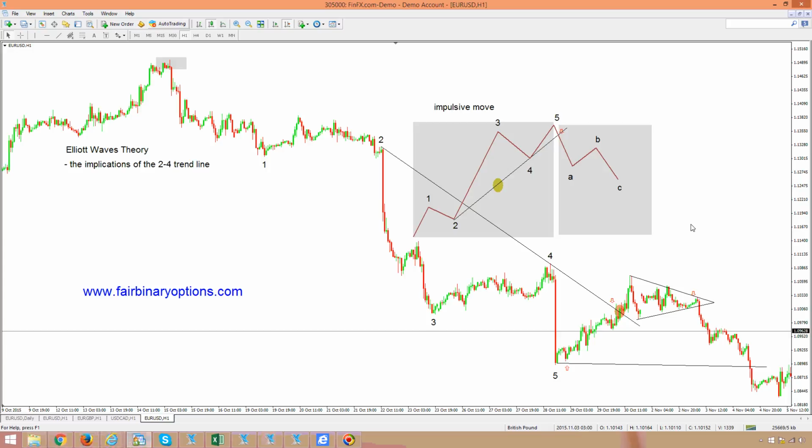Theory. Our previous project with the Elliott-Wave theory was the implication of the break of the 2-to-4 trend line in order to forecast the ABC to follow. But this one is still related to the Elliott-Wave, so let me just take this one from here. Let's take the example that we've discussed and the 2-to-4 trend line from here.